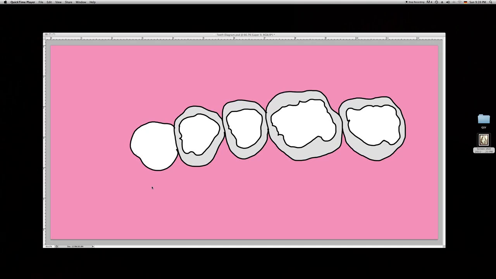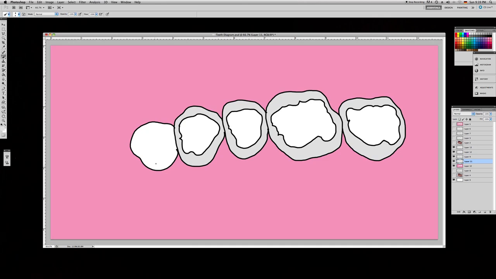So what I did here actually is I was able to paint outside and inside. I'm also painting inside so that we can have a little more contrast. Very good.